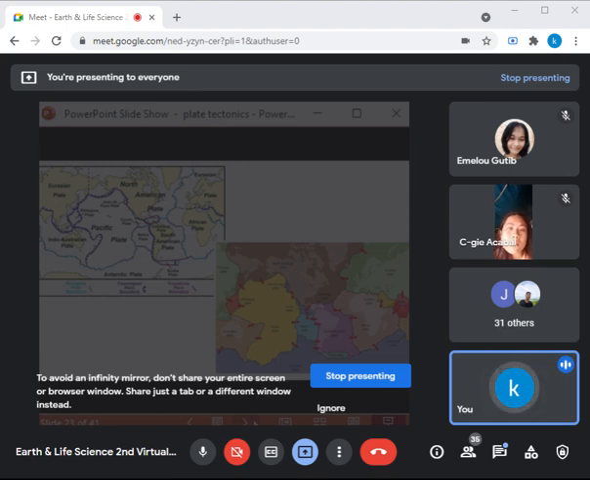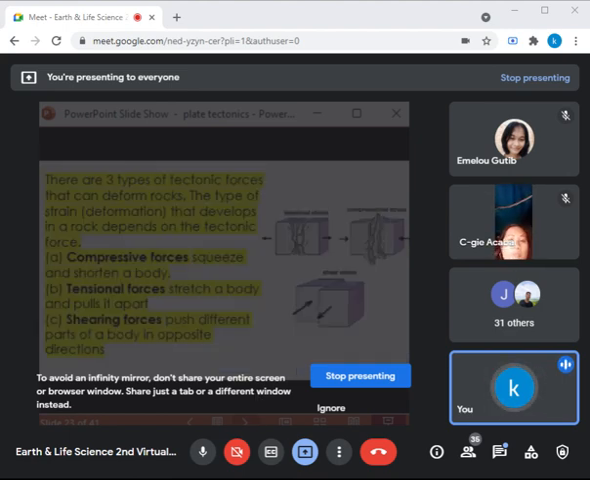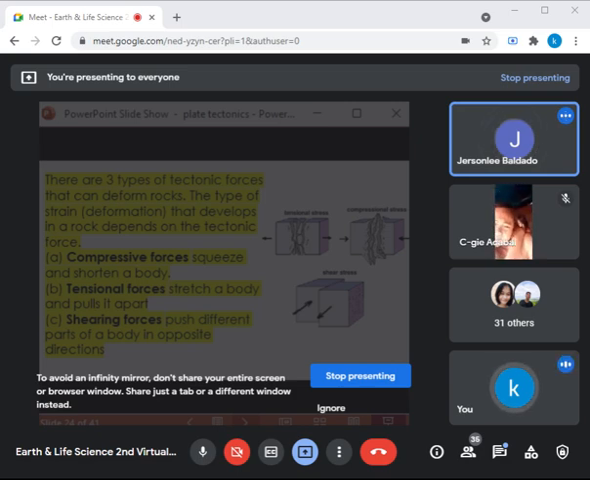Alright, let's move. There are three types of tectonic forces that can deform rocks. The type of strain or deformation that develops in a rock depends on the tectonic force. So in every plate boundary, naa na siyay forces that are acting upon them. Dili na sila mo move if there are no forces, no? Di ba nahibaw-an na na ninyo sa junior high school sa physics? You cannot move something without a force being exerted on the object. So it is also the same with the plates na naay forces, no?